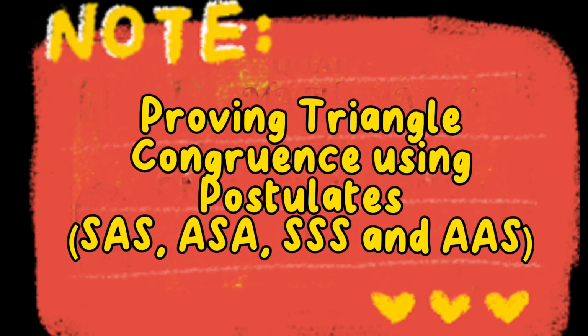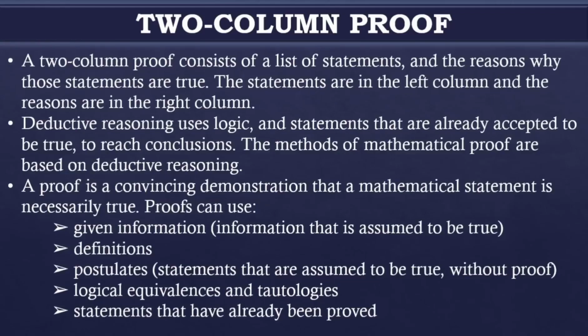In this video, we will discuss proving triangle congruence using the different postulates: SAS, ASA, SSS, and AAS. Two-column proof. Ito rin yung tinatawag natin na formal proof. So this is a proof that consists of a list of statements and the reasons why those statements are true. Ito yung kapag may nakikita tayo na naka-table na merong dalawang column, and then sa left side, nandun po yung ating statements, and on the right side, nandun po yung ating reasons.